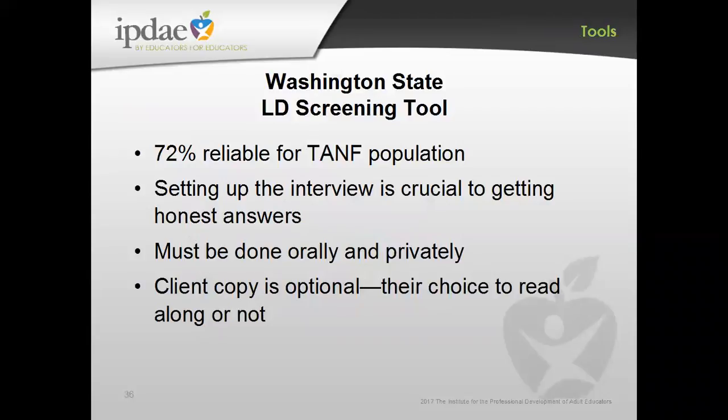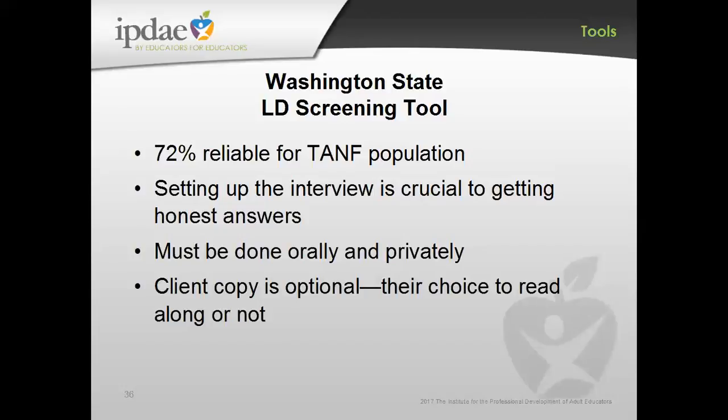So the one I'm going to give you, we often call it the Washington 13 because there are 13 questions, but the official name is the Washington State LD Screening Tool. It was developed in the 90s, I think the early 90s, for the TANF population, which would relate to students on welfare, Temporary Assistance for Needy Families, and it was 72% reliable with that population, and that's pretty good.